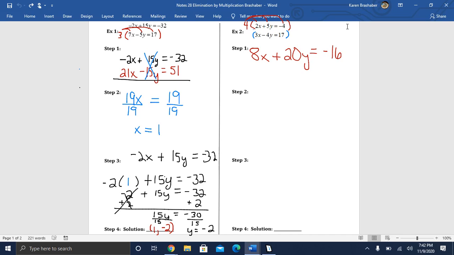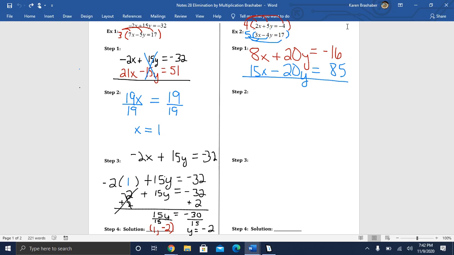So negative 4 times 5 would give me negative 20. And so I'll distribute: 5 times 3x is 15x, 5 times negative 4y is negative 20y. Notice how I'm careful to keep things lined up. And then 5 times 17 is 85.